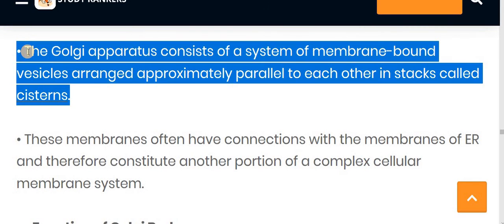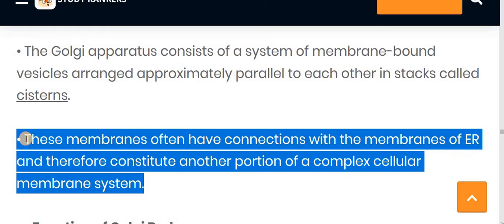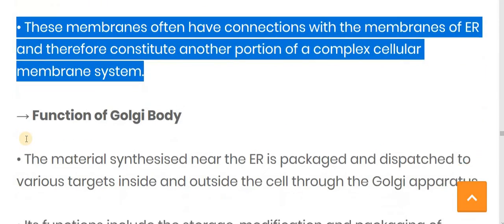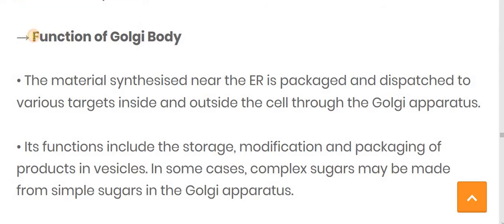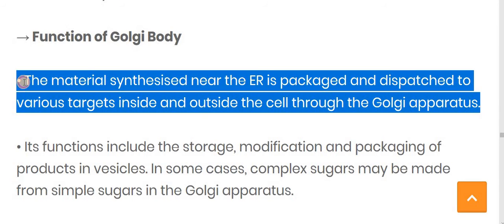Now the next organelle is the Golgi apparatus. The Golgi apparatus consists of a system of membrane-bound vesicles arranged approximately parallel to each other in stacks called cisterns. These membranes often have a connection with the membranes of the ER and therefore constitute another portion of the complex cellular membrane system. Now let's see the function of the Golgi body. The material synthesized near the ER, whatever prepared material, its packaging work is done at the Golgi body. Packaging and dispatch work.